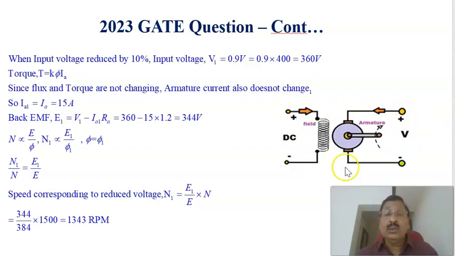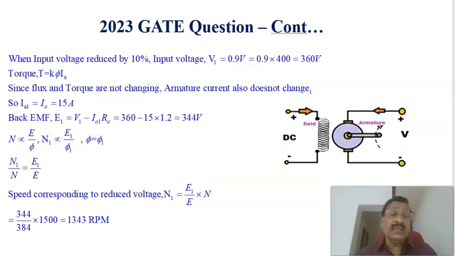Now again coming to the back EMF corresponding to the second case, when the voltage is reduced by 10%: E1 equals V1 minus Ia1 into Ra, which equals 360 minus, with the same current because torque is constant, 15 into 1.2, which equals 344 volts. Therefore, the back EMF corresponding to the second case, when the voltage is reduced by 10%, is 344 volts.